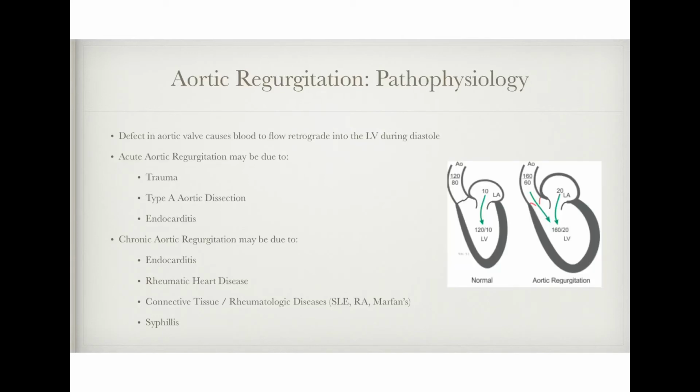Here's a diagram of what we see in aortic regurgitation. Normally, during diastole, the mitral valve is open, allowing blood from the left atrium to flow into the left ventricle, but the aortic valve is closed, which prevents backflow of blood from the aorta. However, when the aortic valve is not working properly, it will allow this backflow of blood, which will raise pressures in the left ventricle and lead to hypertrophy of the left ventricle and dilation over time if it's chronic.